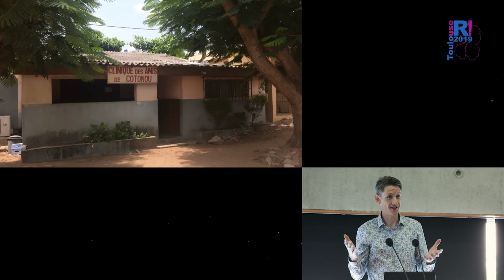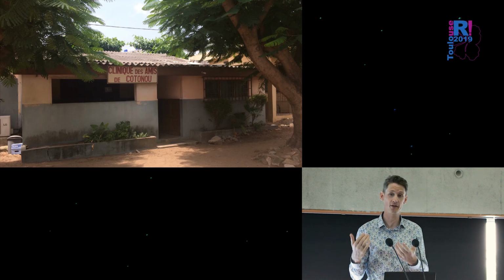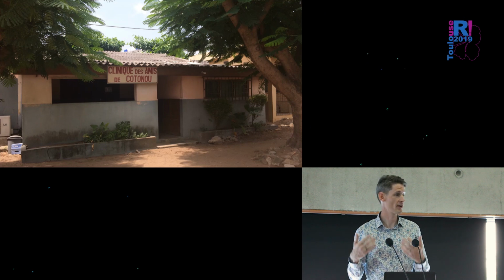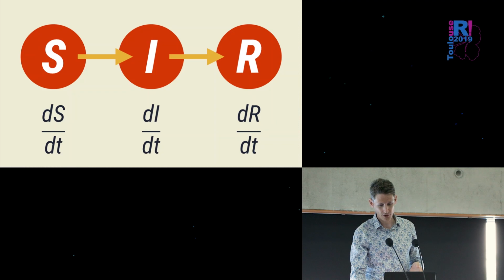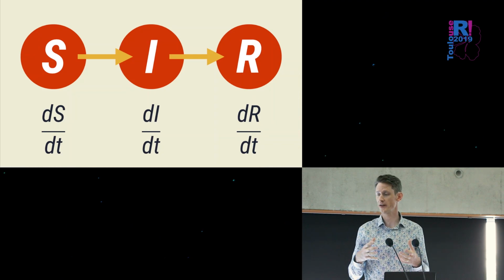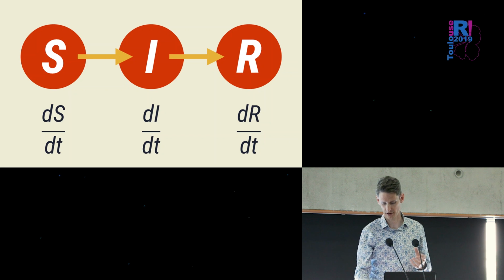AIDS sort of continues unabated through Africa. This is from a clinic in Benin where researchers are working with female sex workers to find out if pre-exposure prophylaxis can reduce transmission. And in all of these cases, the researchers are using things like differential equations as one of the many tools that they're using to try and capture the key components of the disease in a way that's tractable and that can be used.